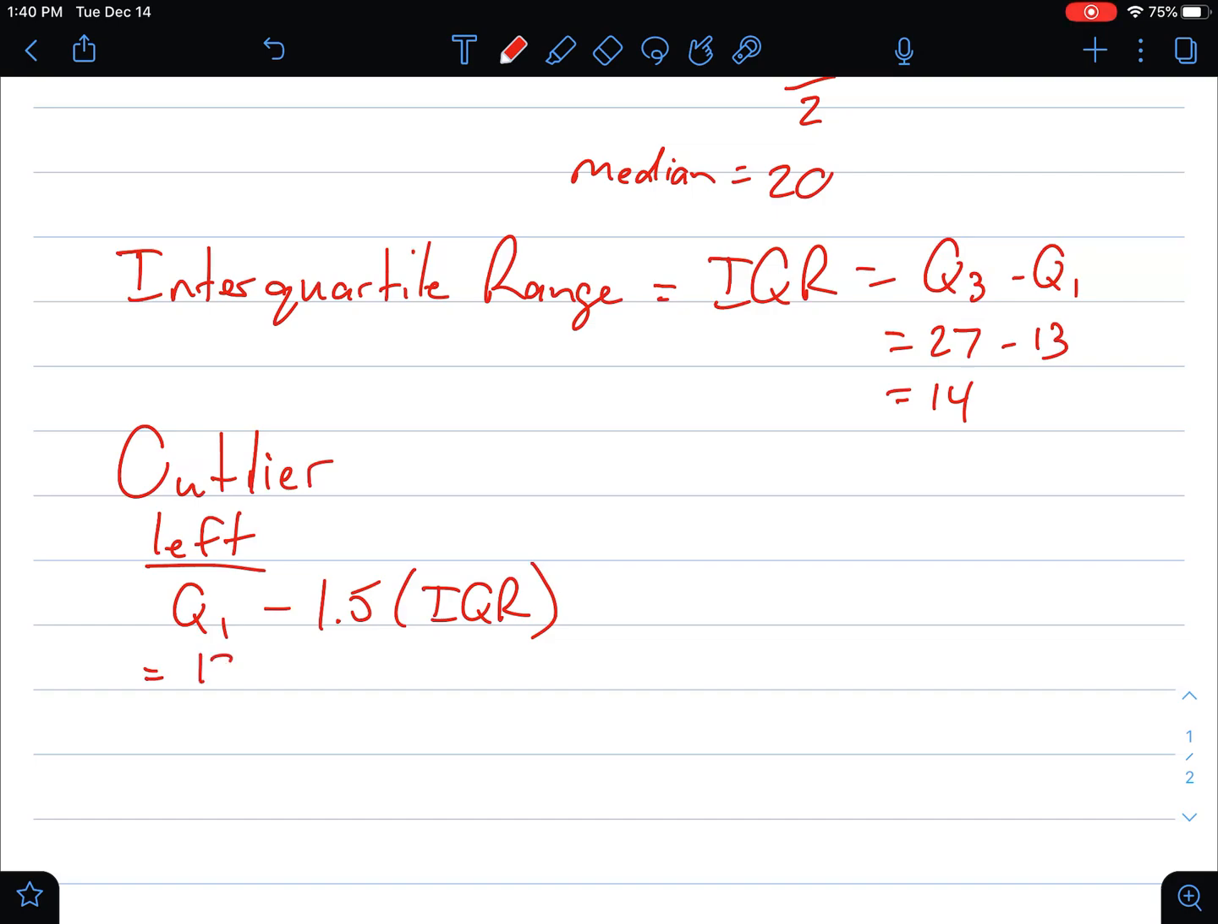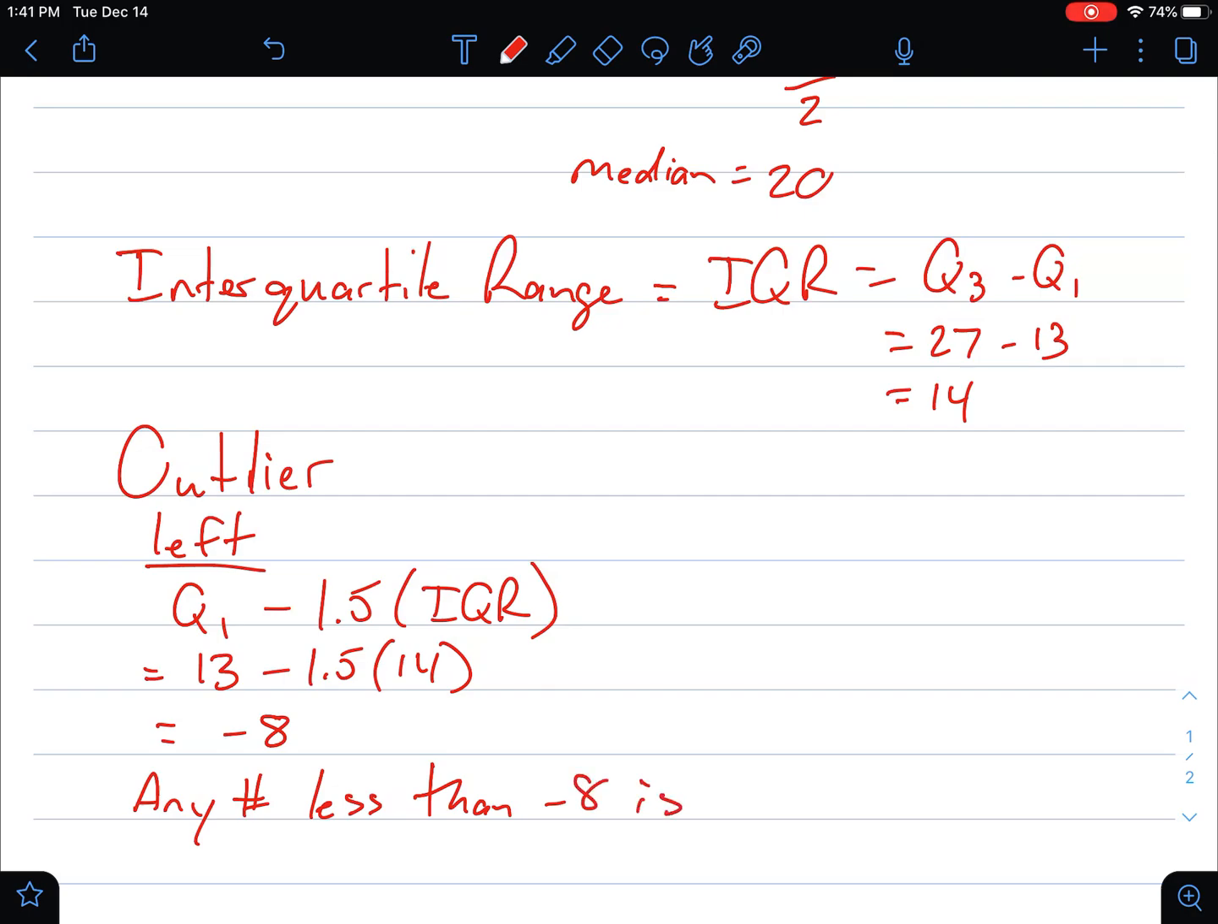Q1 is 13 minus 1.5 times the interquartile range, which is 14. And if we calculate this, we get 13 minus 1.5 times 14. I get negative 8. So what that number means is any number less than negative 8 is an outlier.